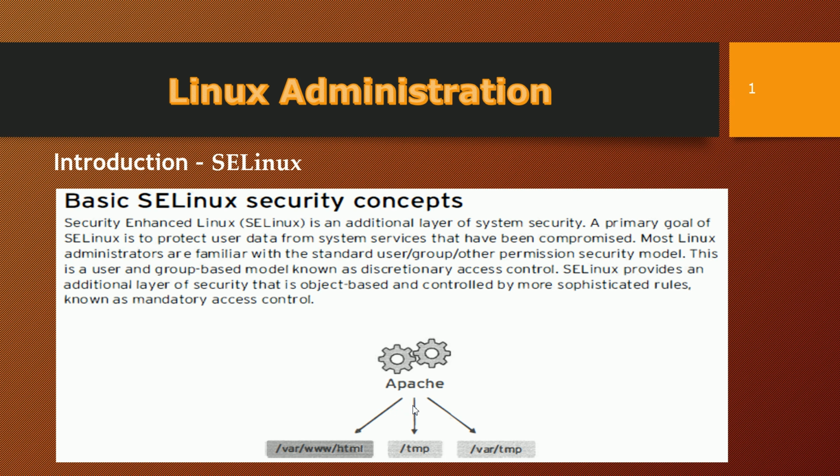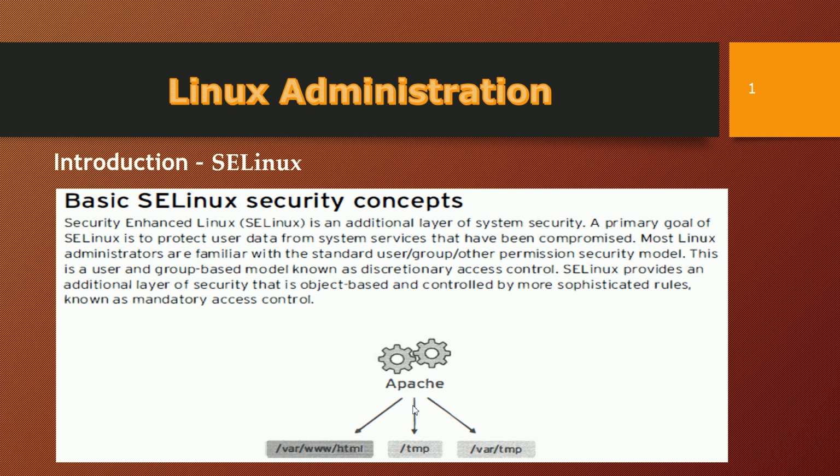I'm just reading out: security enhanced Linux is an additional layer of system security. Additional layer means, as of now we know that we use simple firewalls, right? Your antivirus. We can say it is just like security on top of these levels, right? So friends, a primary goal of SELinux is to protect user data from system services that have been compromised.